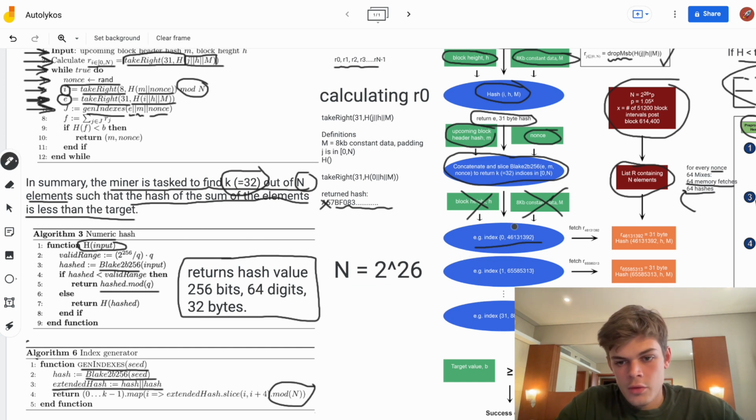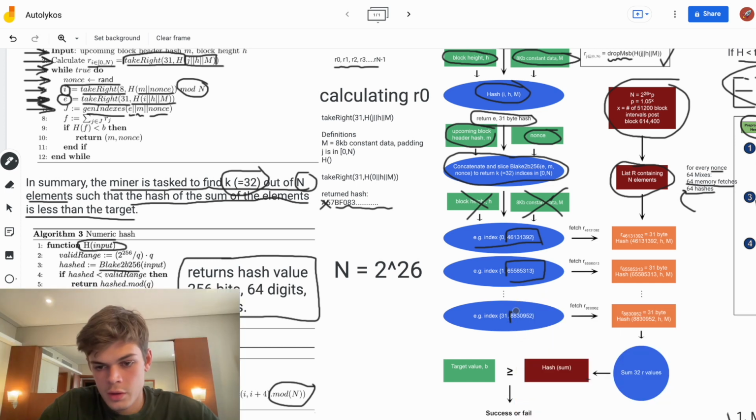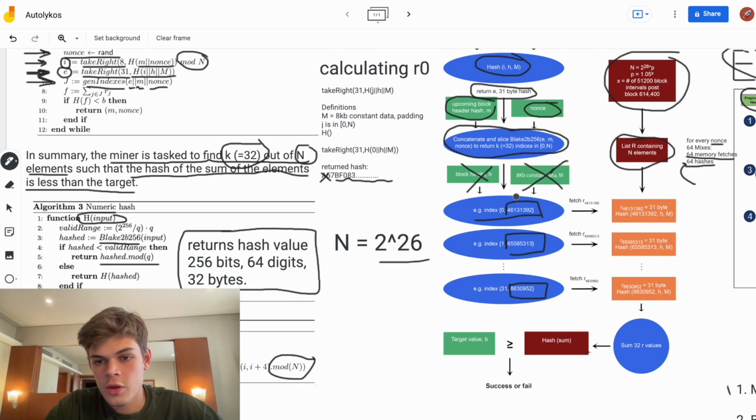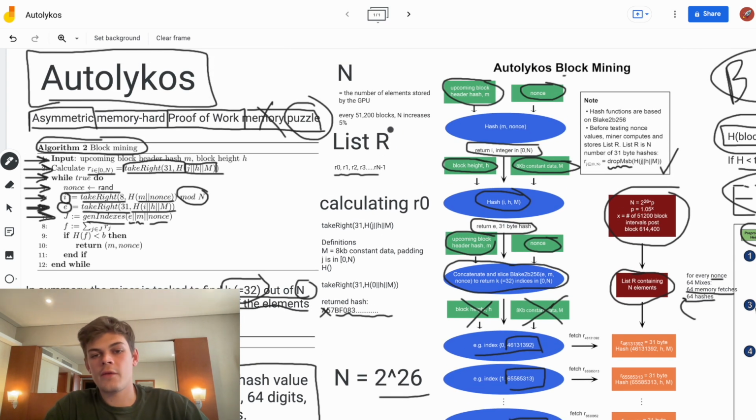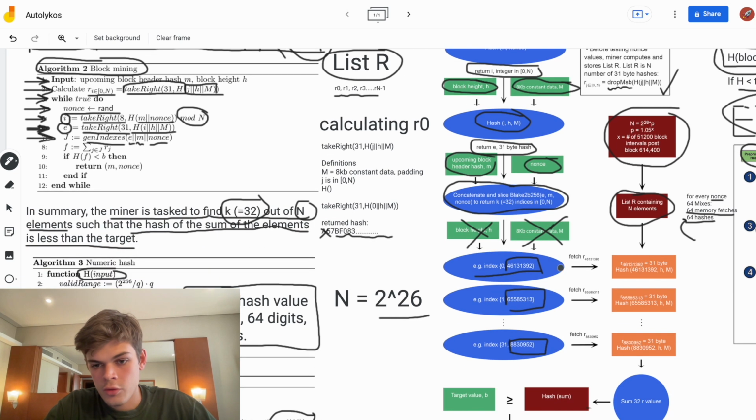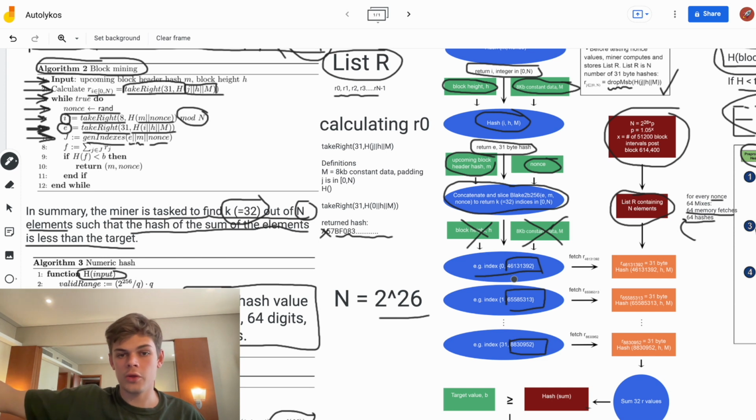So index 0 is equal to this value here, index 1 is equal to this value here, and this goes on 32 times, index 31 is equal to this value here. As you can see, they're all below 2 to the power of 26. So why is that super important and why does it need to be understood? Well, let's say you have index 0, and we have this value here. As we mentioned earlier, we have calculated list R with all of these R values, right? So if this is the first index returned, then you fetch that R value, right?